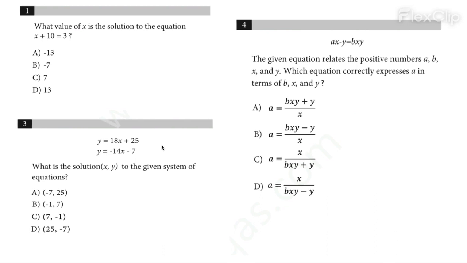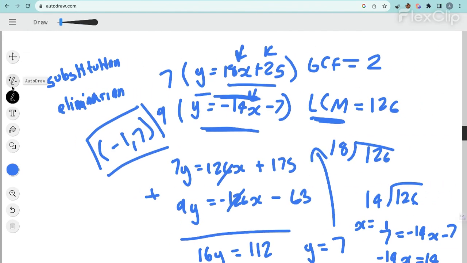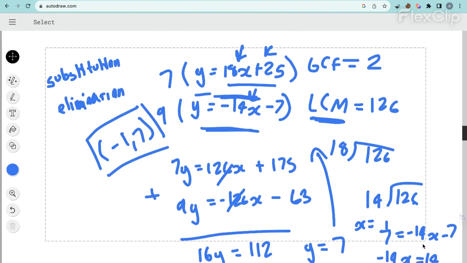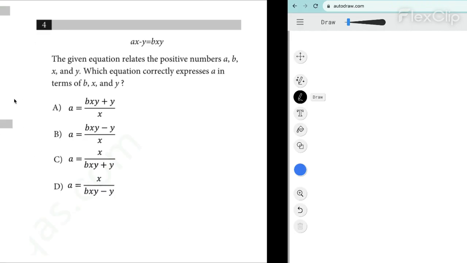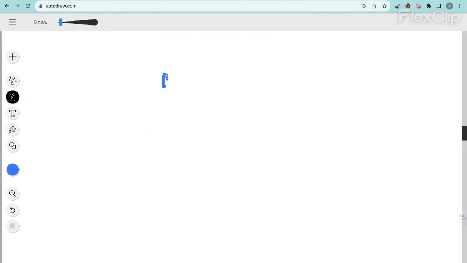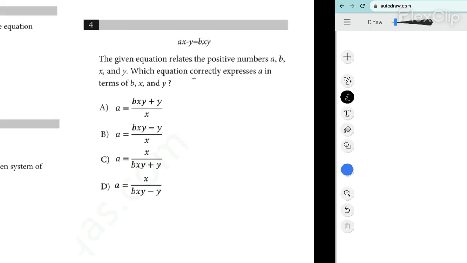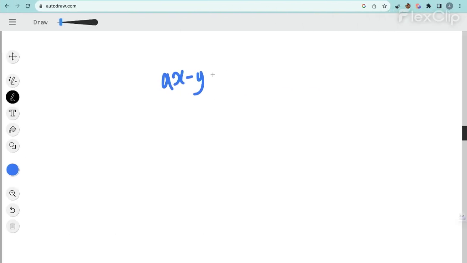All right. Next one. Which equation correctly expresses a in terms of b, x, and y? When something says an equation correctly expresses a variable in terms of b, x, and y, it means your job is to separate this variable so that it stands alone. So what do I mean by that? Let's solve this problem. Your job is to get this a alone.